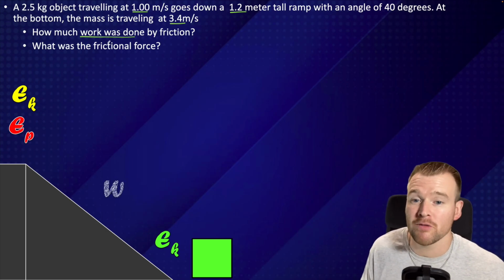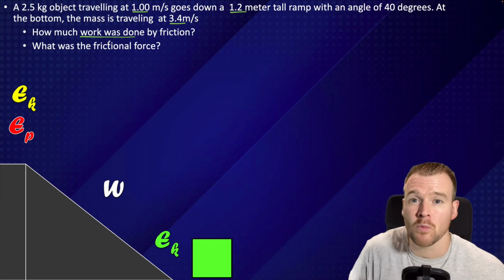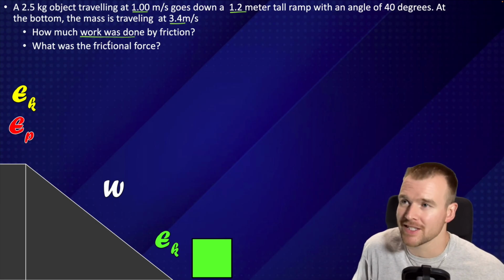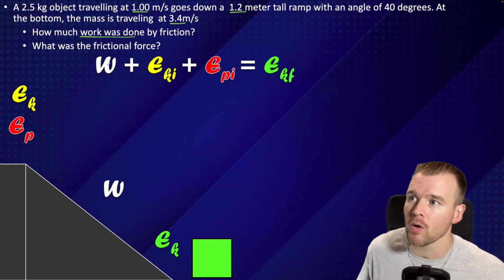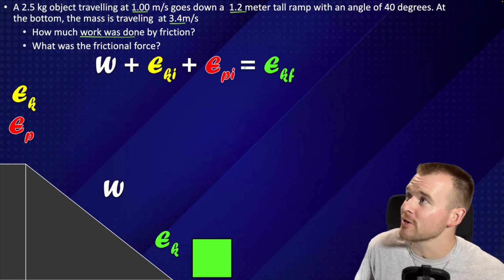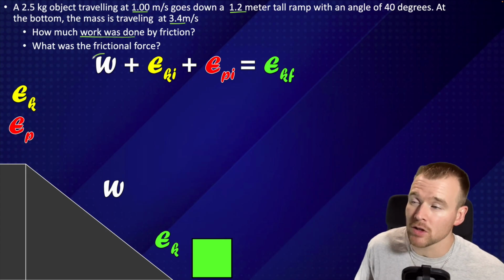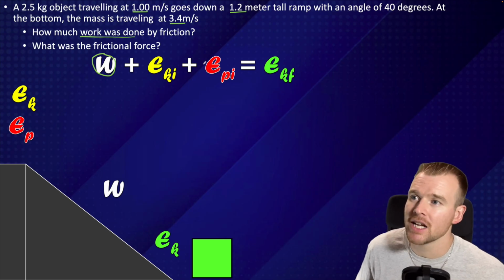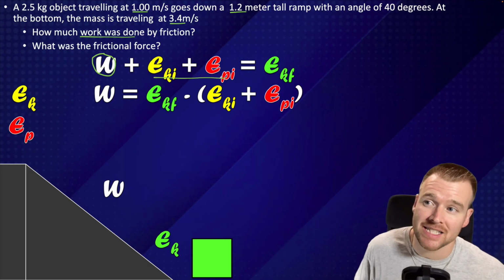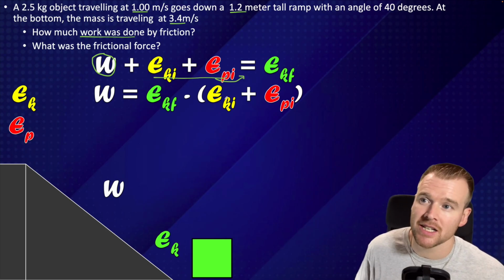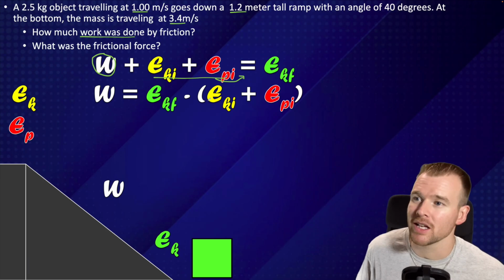So friction is going to remove some energy to heat. It's going to do some work to change the energy of the system. Okay, so we're going to use that formula that we had from before. Work plus all our energy at the start equals all our energy at the end. And we're looking for this term. How much work was done? How much energy did we lose? So I'm going to move these over. I'm going to take the EKF and minus these two energies to the other side to get this formula here.